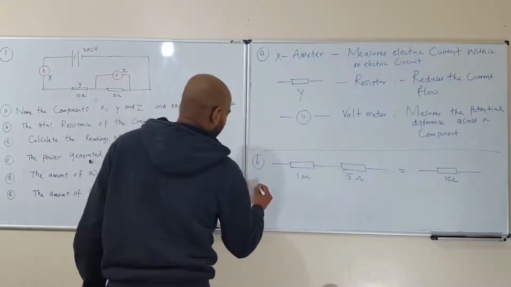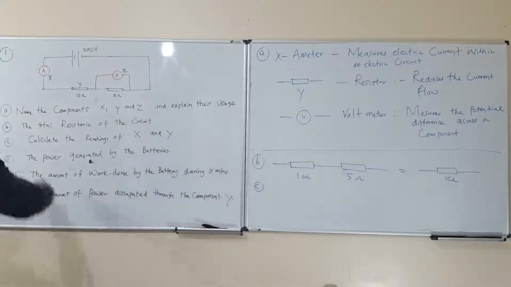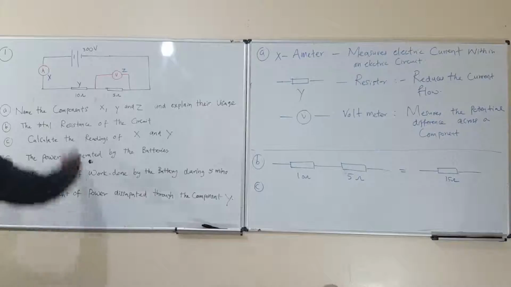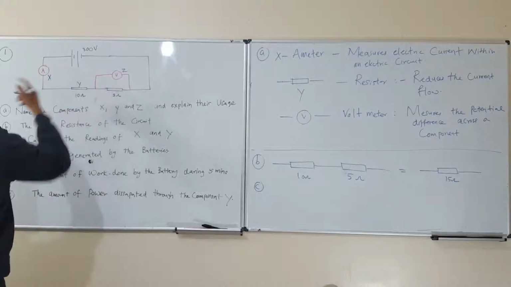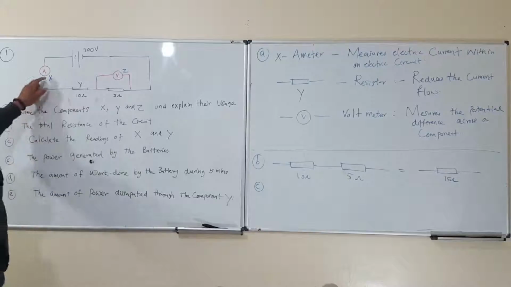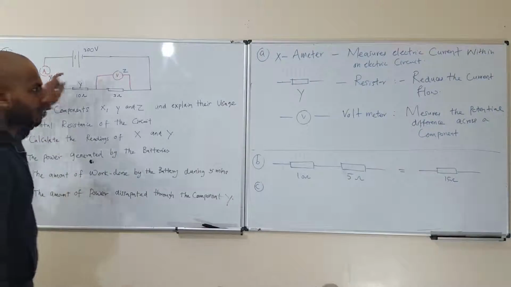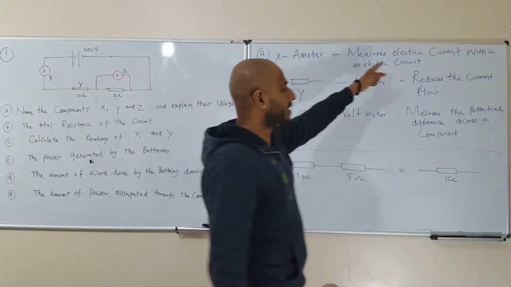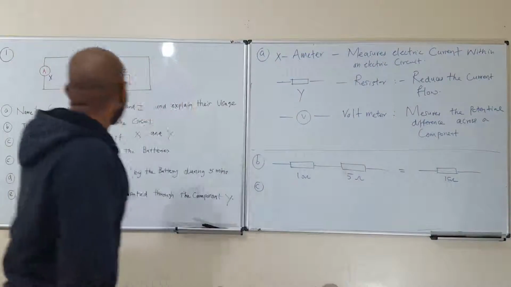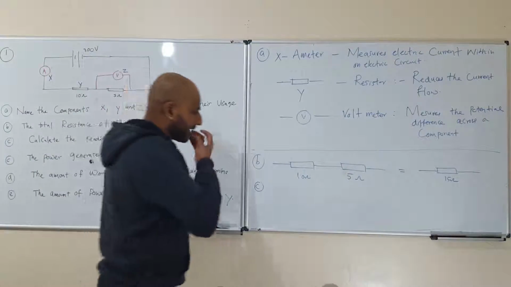So let's go to C. Calculate the readings of X and Y. To find the readings of X, they're asking basically for the current, because remember, X is an ammeter, it's measuring the current. So the readings of X should be the current. So let's look into that.